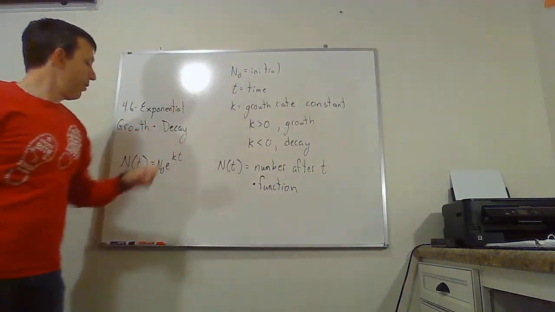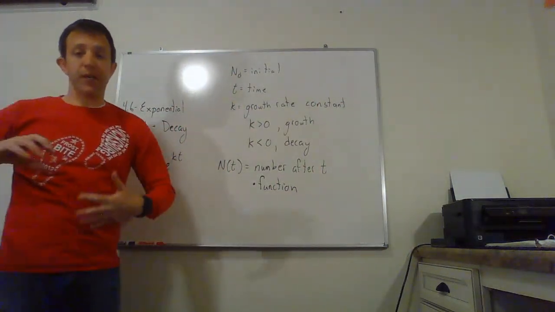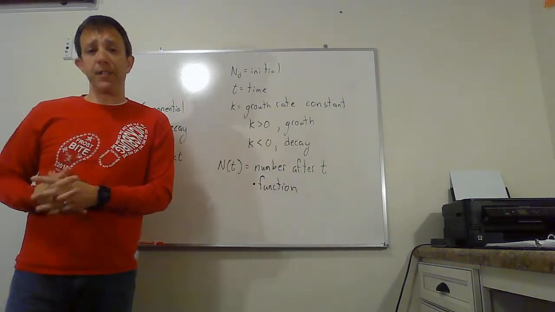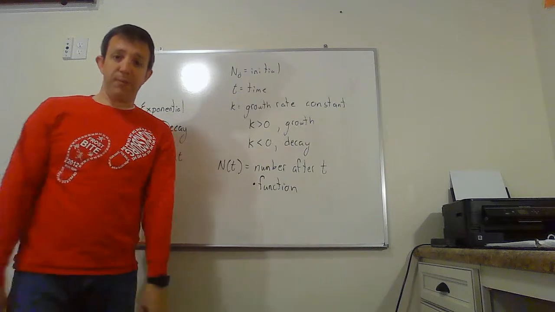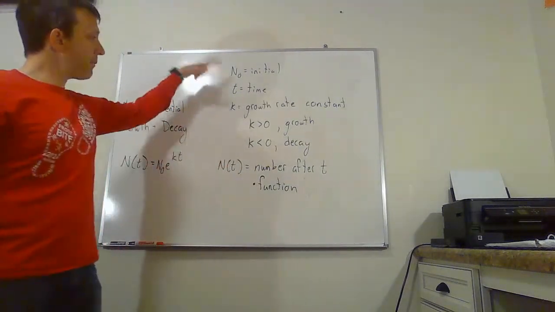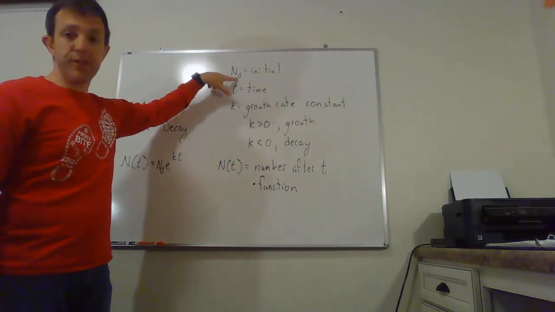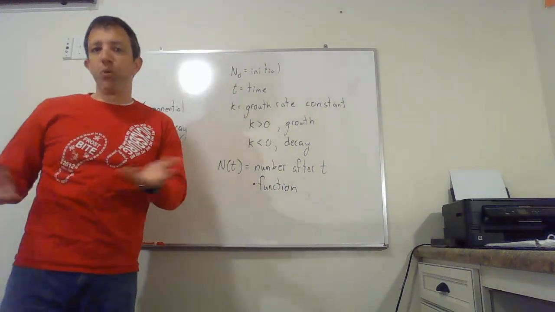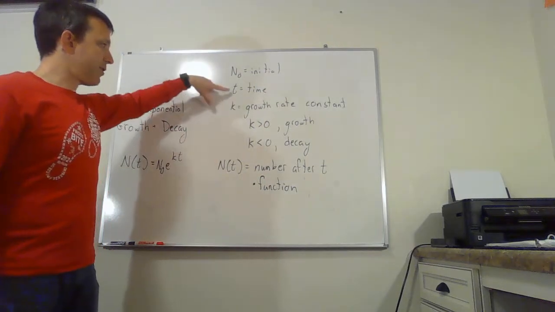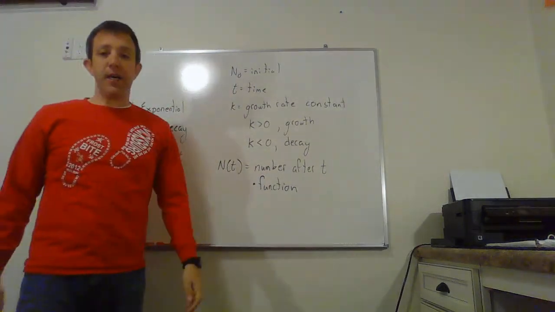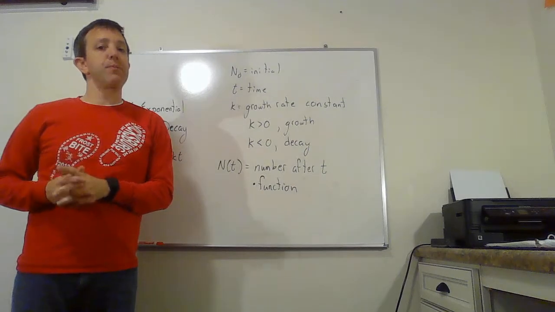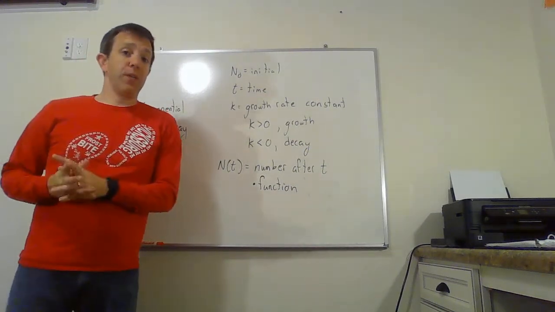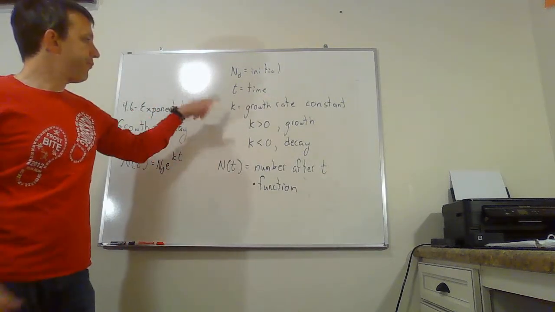N sub 0 is the initial amount. If you have a city, it's the initial population. If you have a culture of bacteria, it's the initial bacteria population. That's a pretty common occurrence in science. You'll see sub 0 as an initial whatever it might be. T is time. Time can be measured in any units, but pay attention to what those units are. It's going to change depending on what kind of population you're talking about.